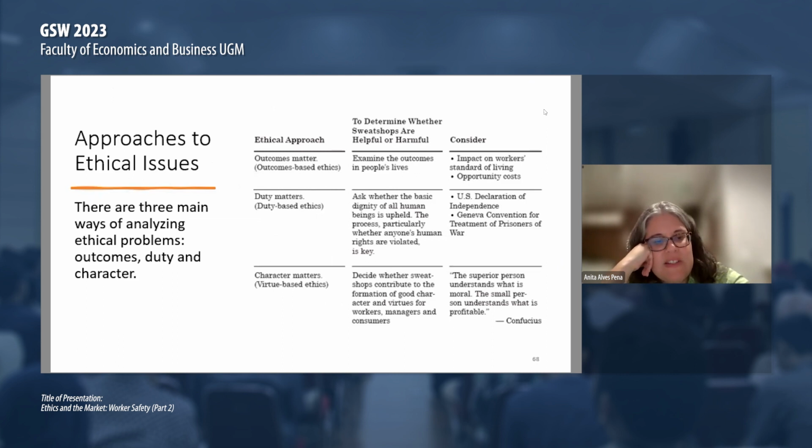So we want to think about some possible approaches to ethical issues. And I mentioned that there were three main ways of analyzing some of these ethical problems. We're going to divide these into thinking about outcomes, thinking about duty, and thinking about character. So we have three different ethical approaches that are described in the first column of this table. The first one is an outcome-based ethics approach, and you could sum it up by the idea that outcomes matter. The second one is a duty-based ethics approach that you could summarize as duty matters. And the third is a virtue-based ethics approach that you could summarize as character matters.